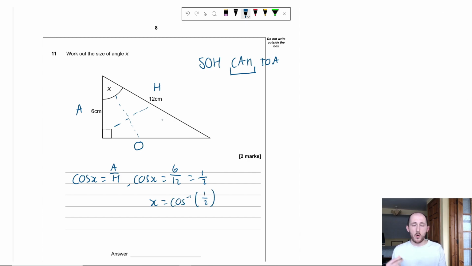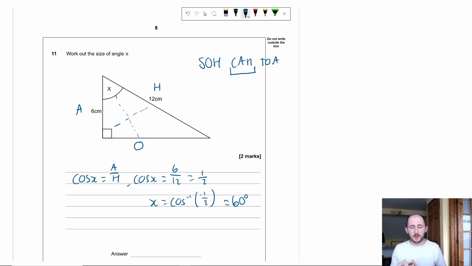Now you need to think about what angle gives you a half when you're talking about cosine. So it's kind of the backwards version. The answer is 60 degrees. Okay? But it's kind of a backwards version of it, right? Normally they say you need to know cos 60 equals a half, cos 30 equals this, etc. Or sine 30 equals this, whatever. But there's no reason why they can't ask you the reverse.